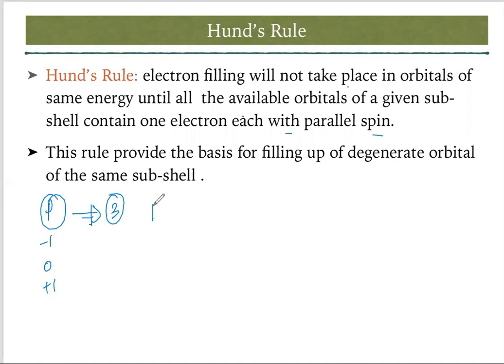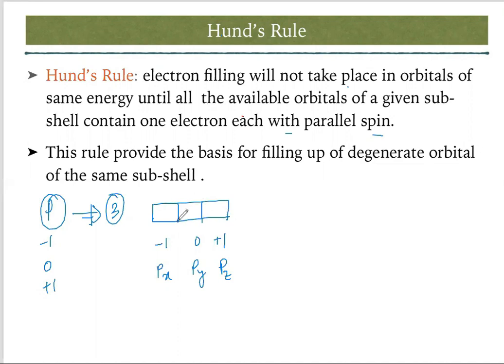So I am writing 3 degenerate orbitals in terms of boxes. So this is -1, 0 and +1. These are degenerate orbitals having the same energy, or you can say that this is px, py and pz. So we have to fill the electrons. So how can you fill the electrons? We can say there are plus or minus possibilities of filling that electron.